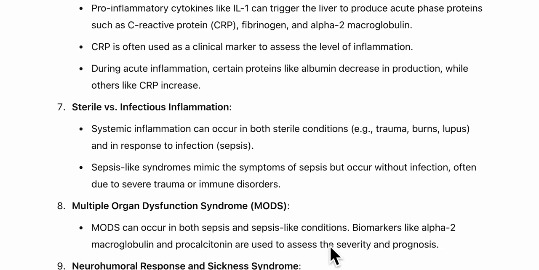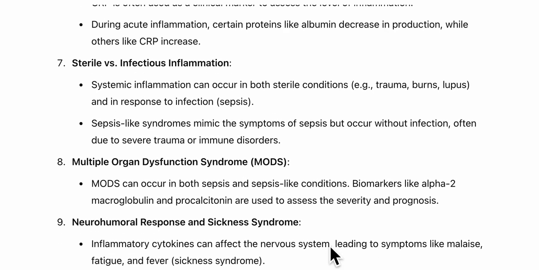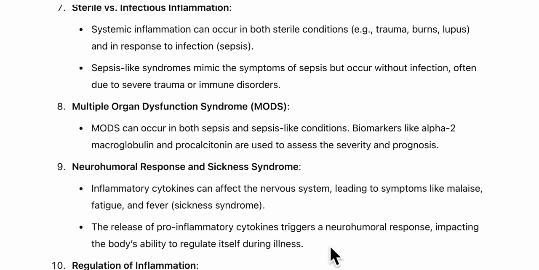7. Sterile versus infectious inflammation. Systemic inflammation can occur in both sterile conditions, e.g., trauma, burns, lupus, and in response to infection, sepsis. Sepsis-like syndromes mimic the symptoms of sepsis, but occur without infection, often due to severe trauma or immune disorders. 8. Multiple organ dysfunction syndrome, MODS. MODS can occur in both sepsis and sepsis-like conditions. Biomarkers like alpha-2 macroglobulin and procalcitonin are used to assess the severity and prognosis.